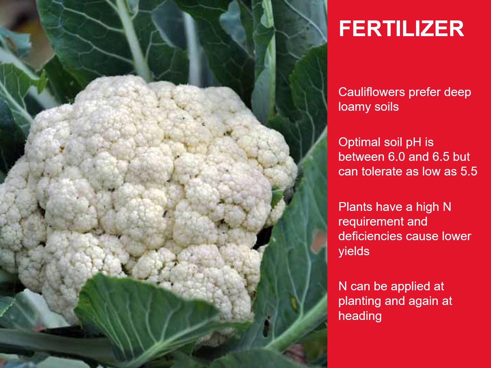In terms of their fertilizer requirements, cauliflower plants prefer deep loamy soils, but they can be grown on sandy soils as well. Optimal pH is between 6 and 6.5, but they can tolerate as low as 5.5. Plants have a high nitrogen requirement, and deficiencies cause low yields. Nitrogen can be applied at planting and again at heading, in the same way as for broccoli.